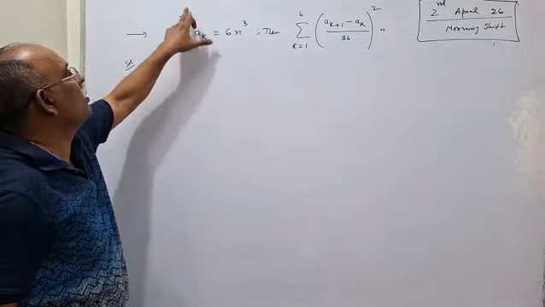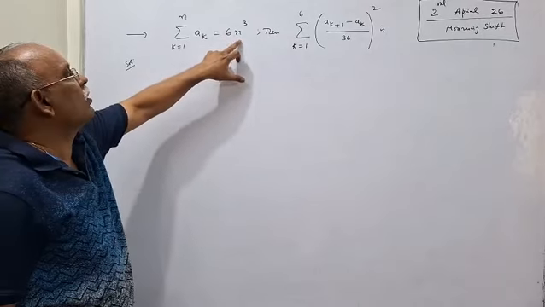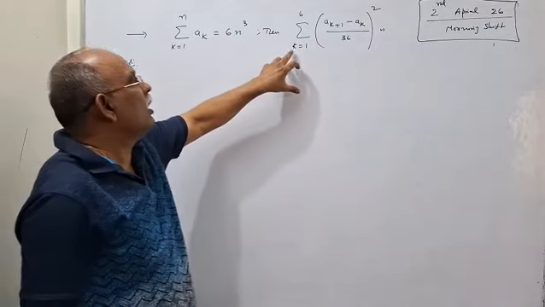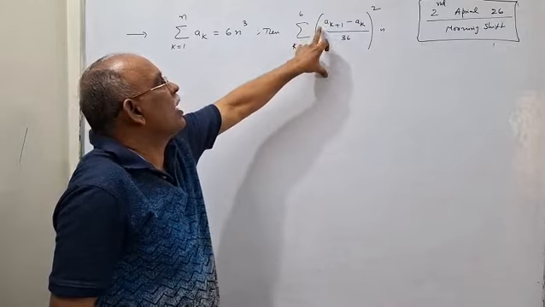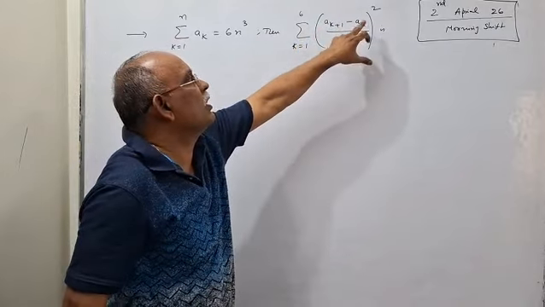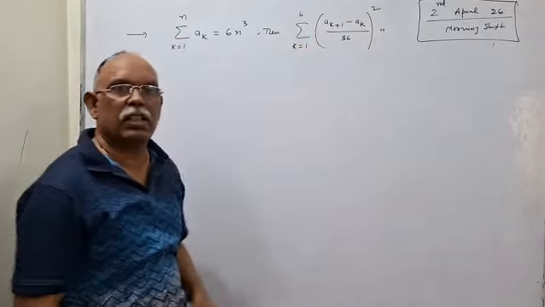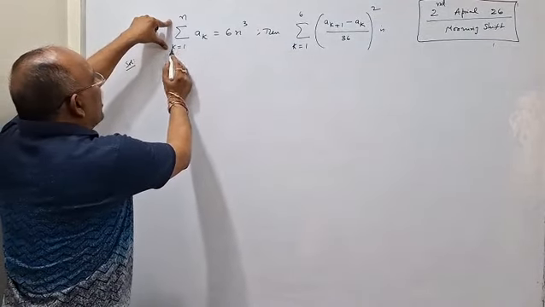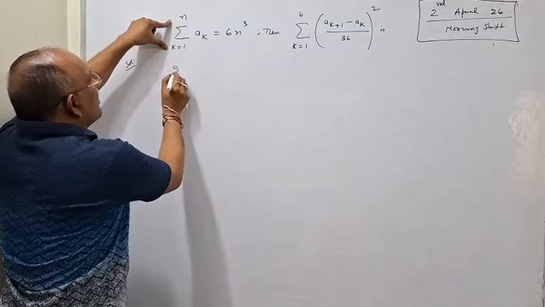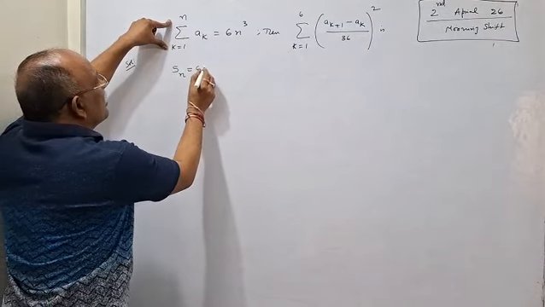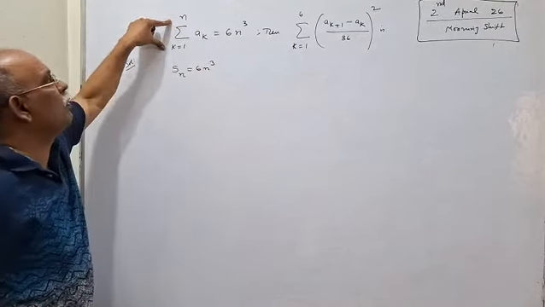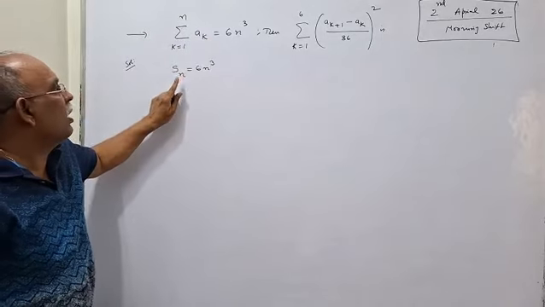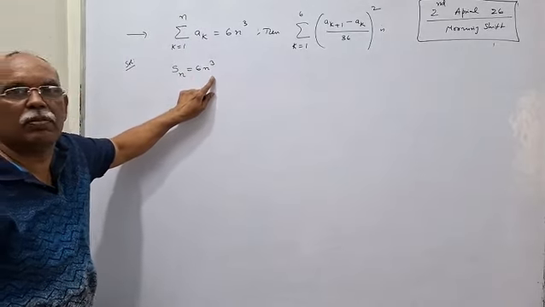Sigma k equal to 1 to n ak is 6n cube. Then what is the value of sigma k equal to 1 to 6 of (ak plus 1 minus ak) by 36 whole square? What is this value? That is the problem given. Now, sigma k equal to 1 to n ak means Sn is equivalent to 6n cube. Sum of n terms of this sequence. Sum of n terms is 6n cube.